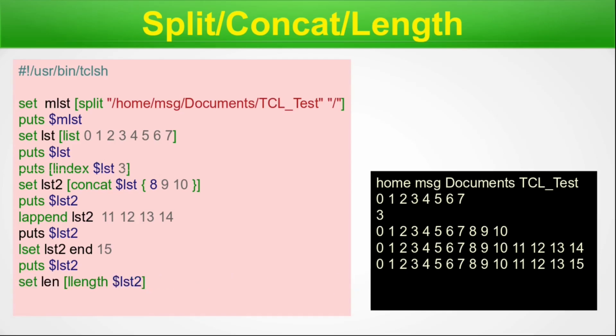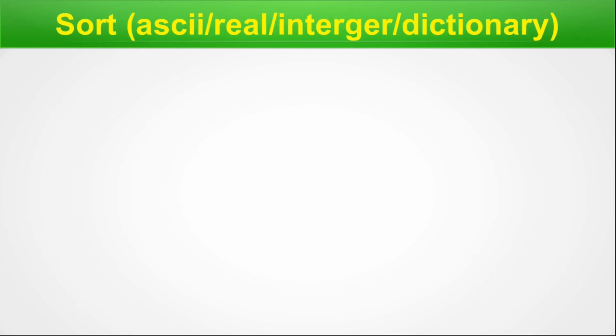Here we are again using the length procedure to judge the length of a list, and we are storing the output of the procedure llength, which is coming out of the rectangular bracket, into the len variable. We echo the len and it shows that the length is 15. This way you can do different manipulations in the list. So we have covered split, concat, and length, all in this particular slide. Let's move on to the next slide.